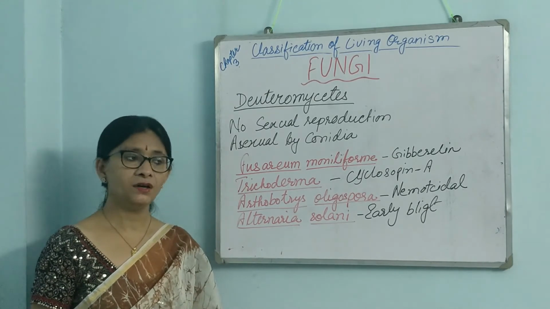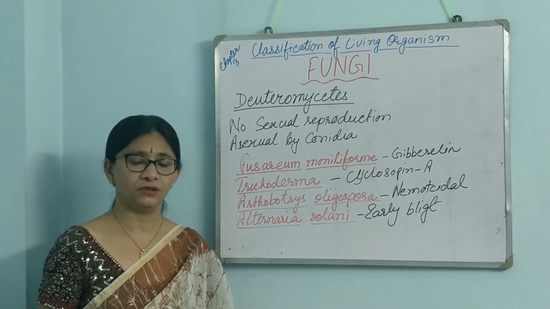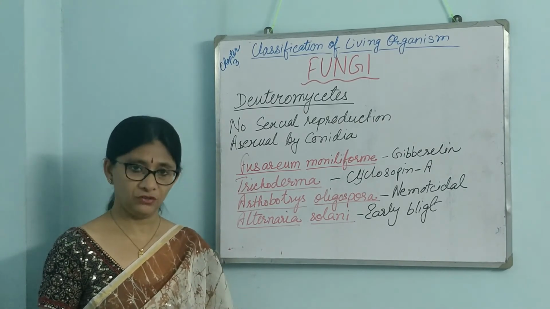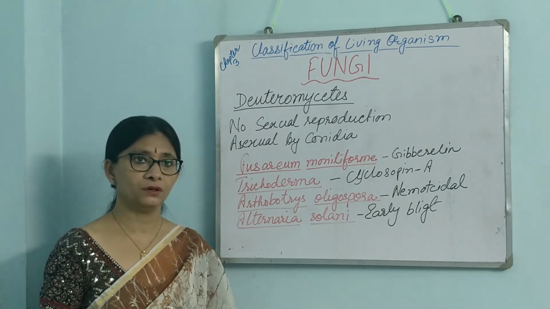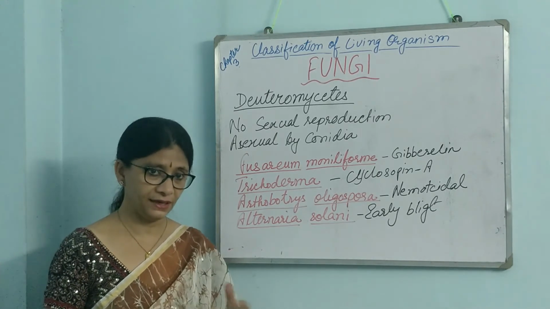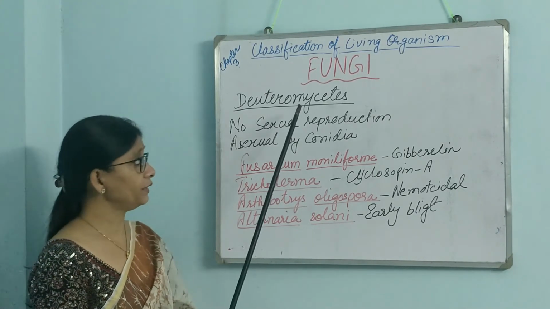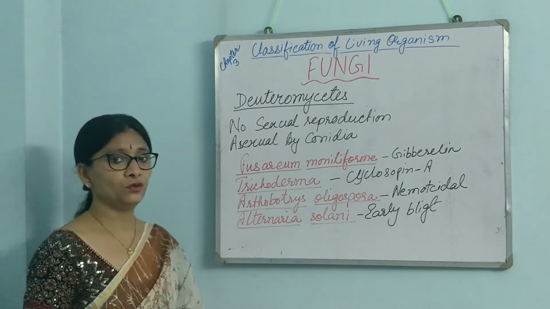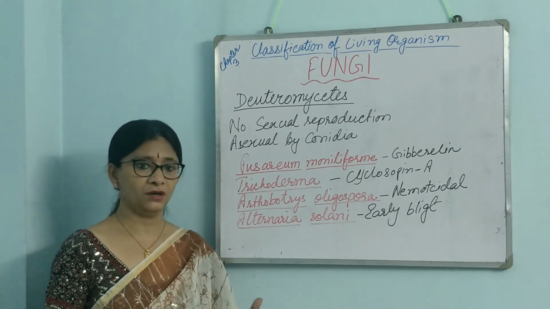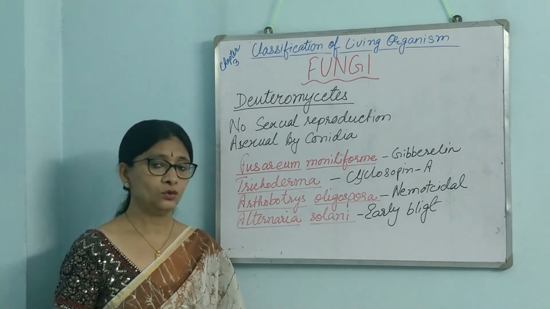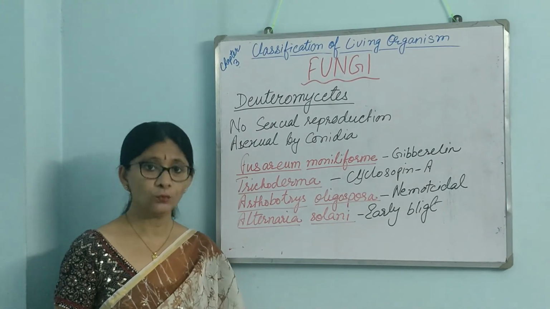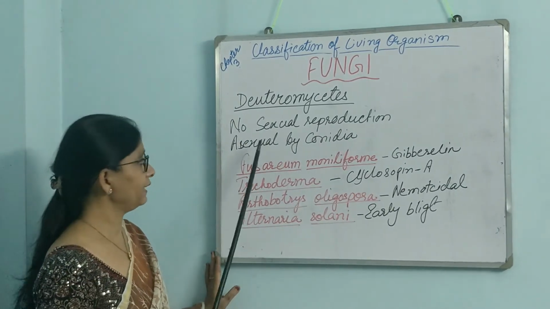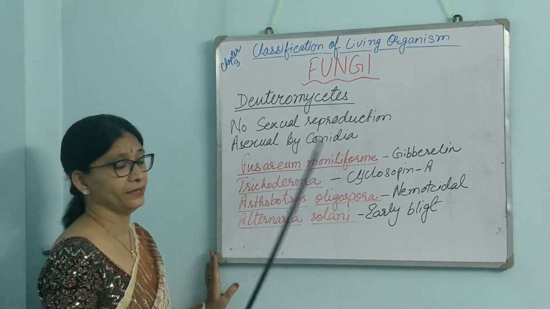Why imperfecti? Because there is no sexual stage in this group of fungi. Rather, all those fungi which do not have any sexual reproduction or any sexual structure in their life cycle are included in the Deuteromycetes group. And that is why it is known as an artificial group, because a superficial character has been taken to group them. So that is about Deuteromycetes: no sexual reproduction, and asexual reproduction is by conidia.